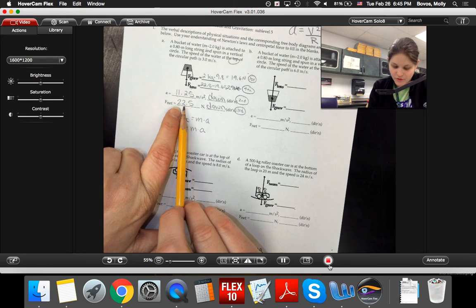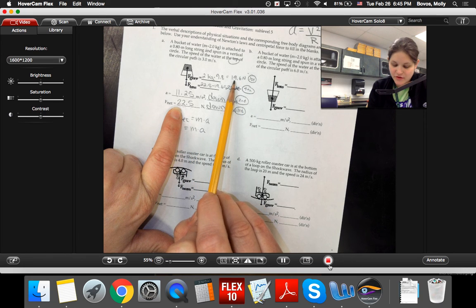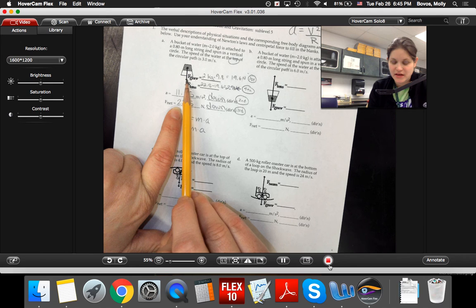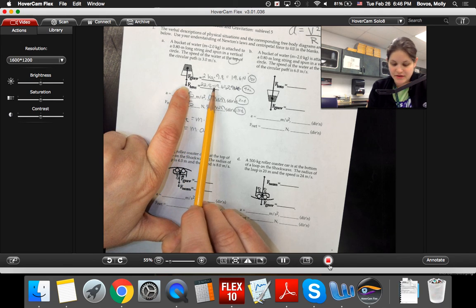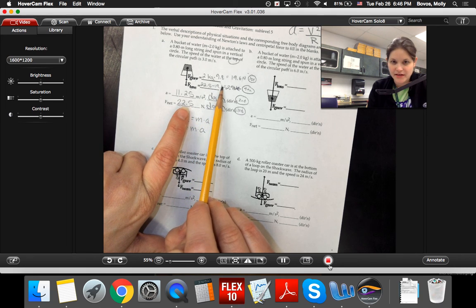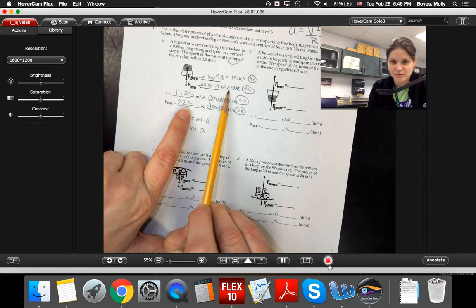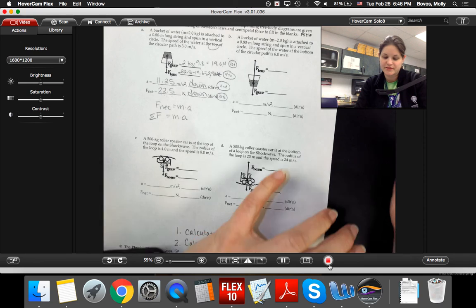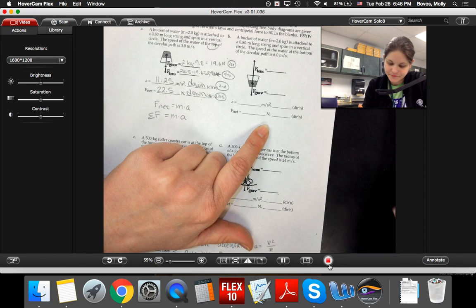If my total force has to be 22.5 newtons, and I know that gravity is applying 19.6 newtons to the bucket, then tension has the leftover bit. So I'm going to do net force, which is 22.5, minus gravity, which is 19.6, and I get 2.9 newtons as my tension. So let's go ahead and do the same thing on this example, just so you guys get the idea.